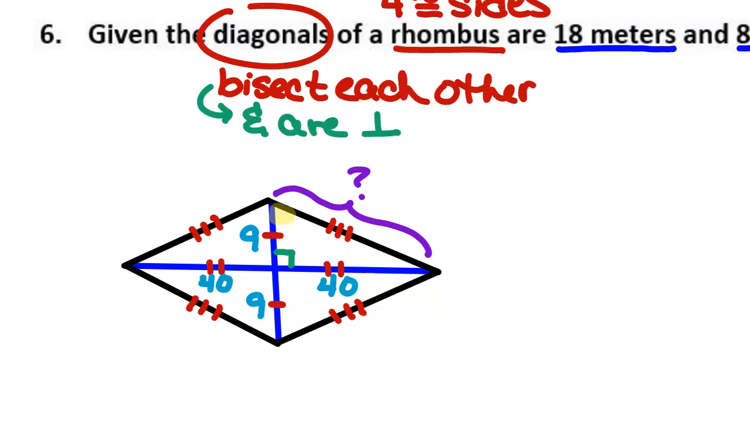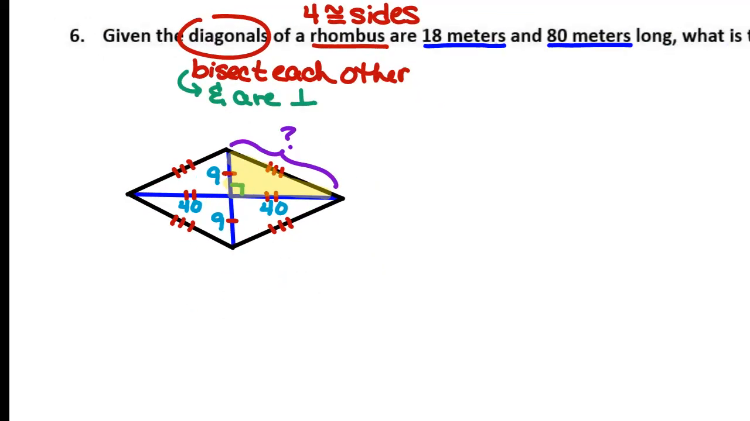I want you to look carefully at 1/4 of this rhombus. Just this little piece right here. What kind of a shape did I just highlight? A triangle. It's not isosceles. Isosceles triangles have 2 congruent sides, and I don't have 2 congruent sides here. But what kind of special triangle is this? It's a right triangle.